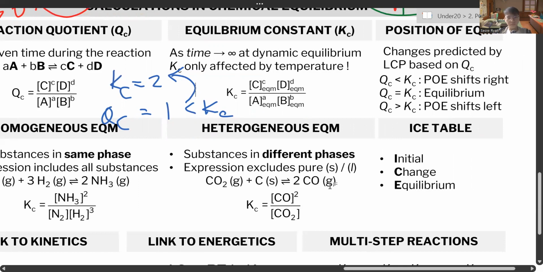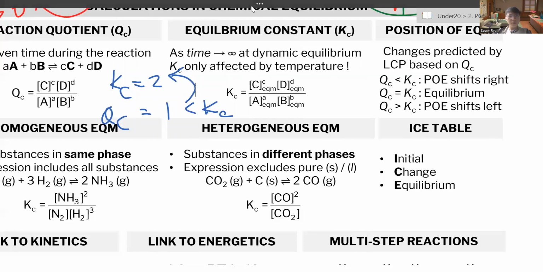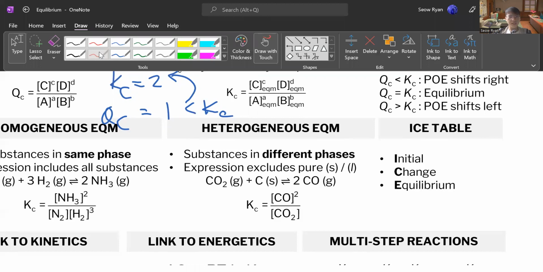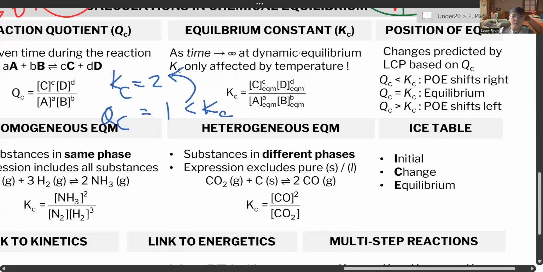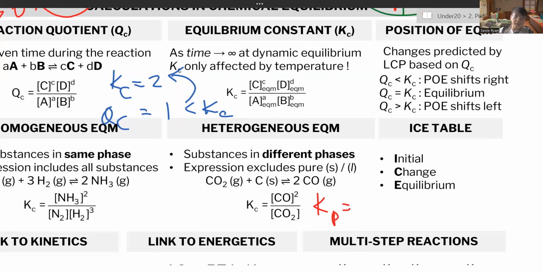Okay, so in this case, notice that I did not include the solid inside. Another point to raise here is that you can also express this in terms of partial pressure. So partial pressure, of course, we only include the gas, right? So partial pressure of CO squared over partial pressure of CO2. So the manner is the same. The values would differ, but you're not expected to know how to convert between each of them.